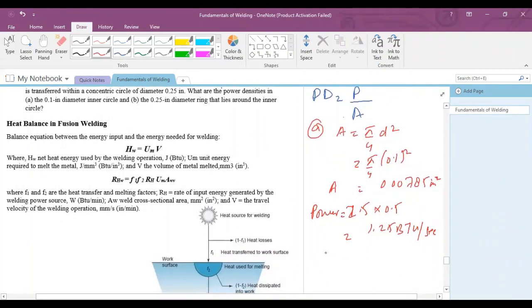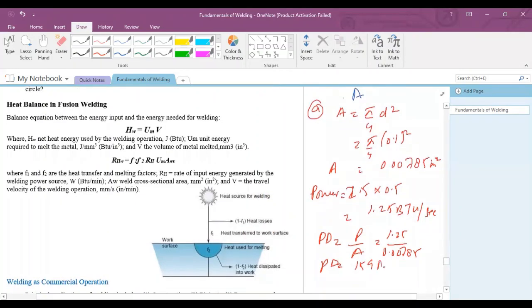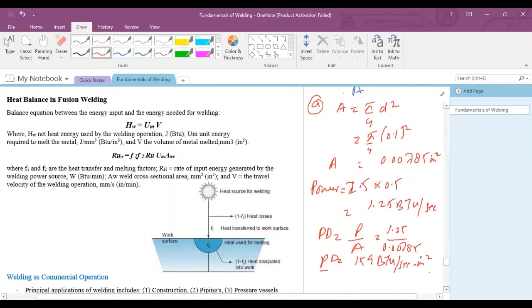Now we can calculate power density. We have power and we have area. Power is 1.25 and area is 0.00785, and the power density for the smaller circle will be 159 BTU per second into inch square. This is the power density for the smaller circle.